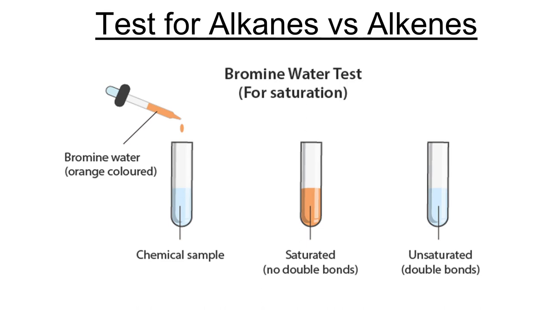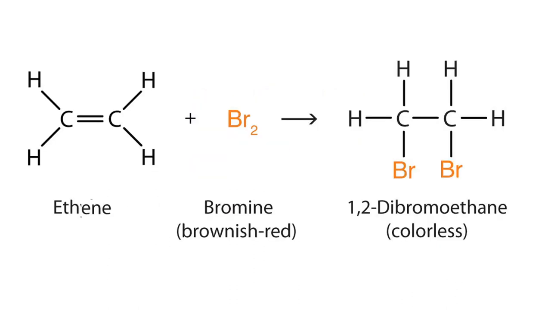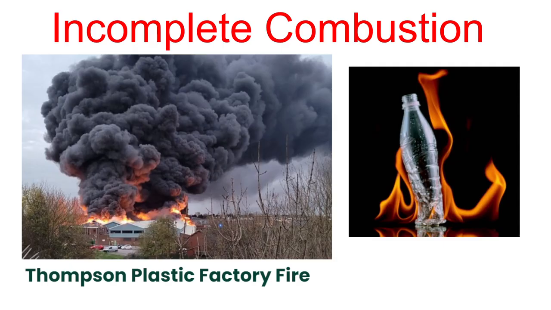The test for alkanes versus alkenes, you've seen this before. If there are no double bonds, bromine will stay orange. If there are double bonds, if it's unsaturated, then it will be decolorized. And you need to know as triple science students that the bromine is added in an addition reaction which breaks the carbon-carbon double bond to form 1,2-dibromoethane, which is colorless.